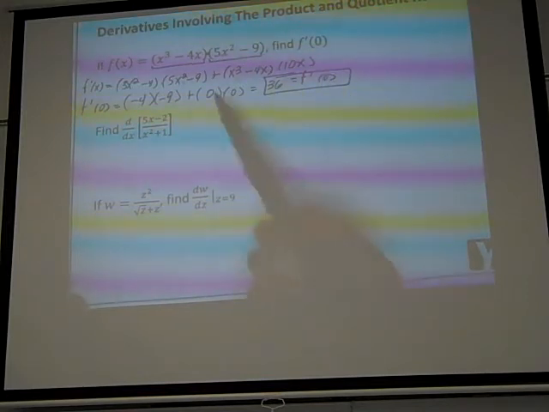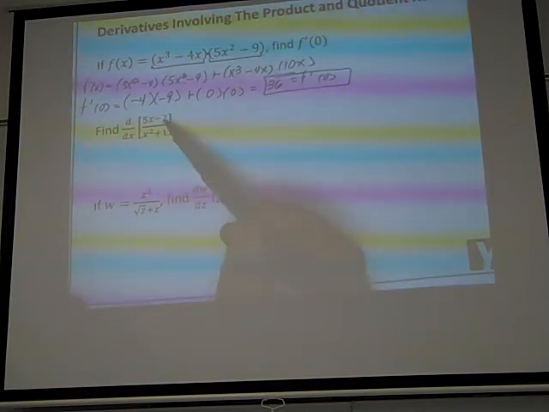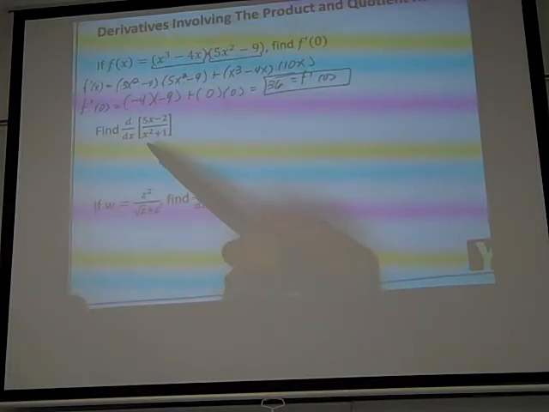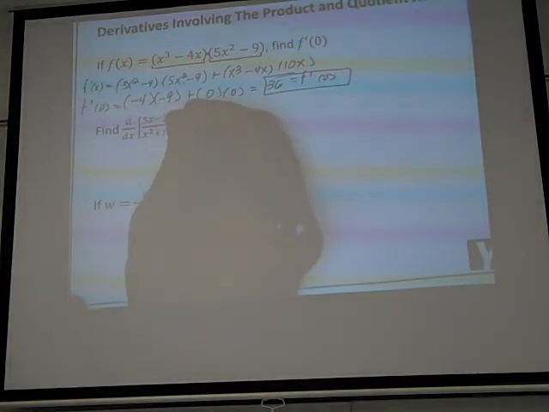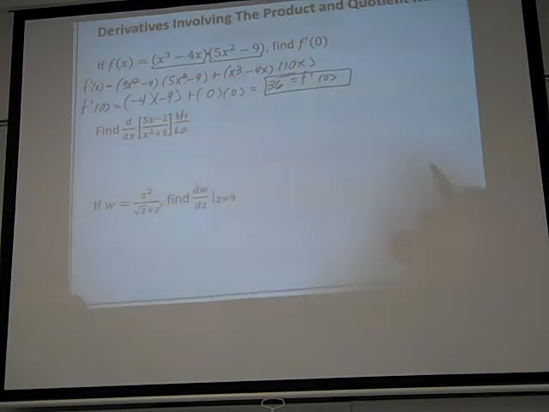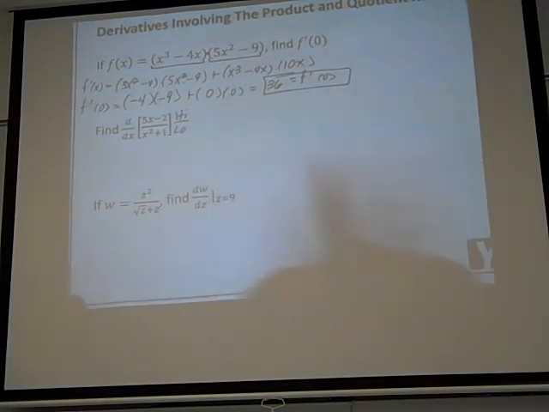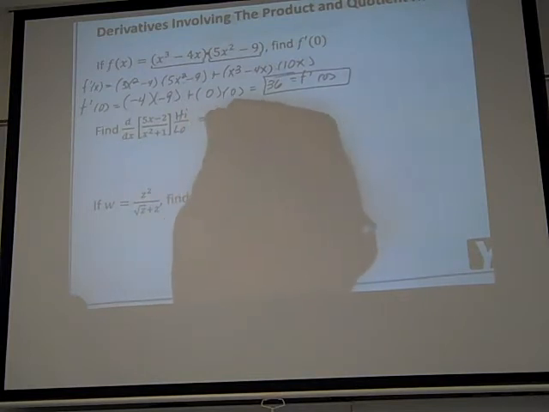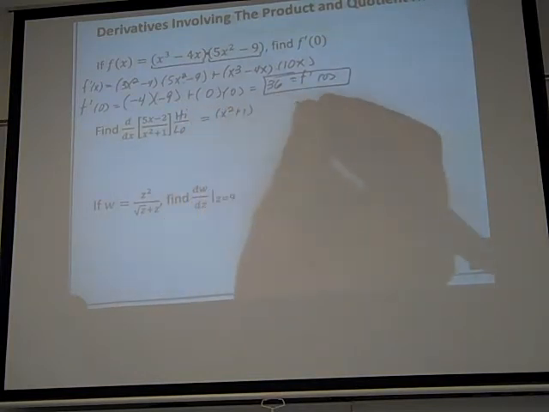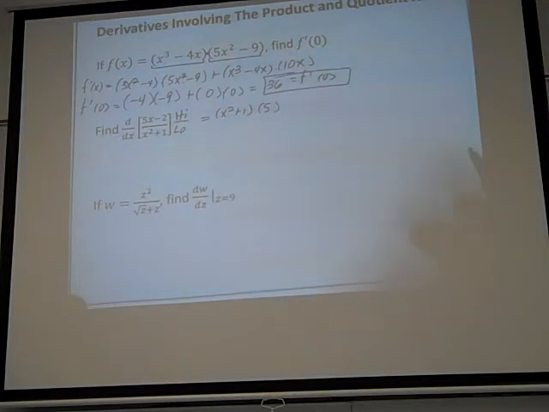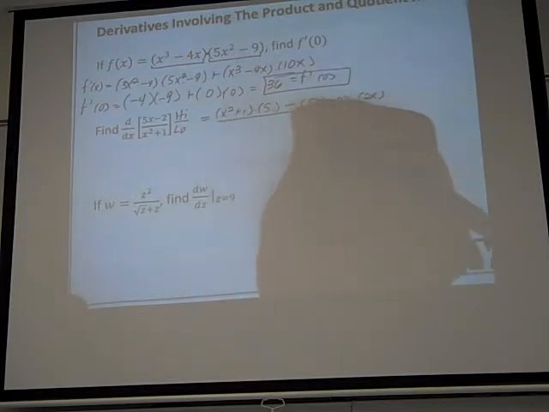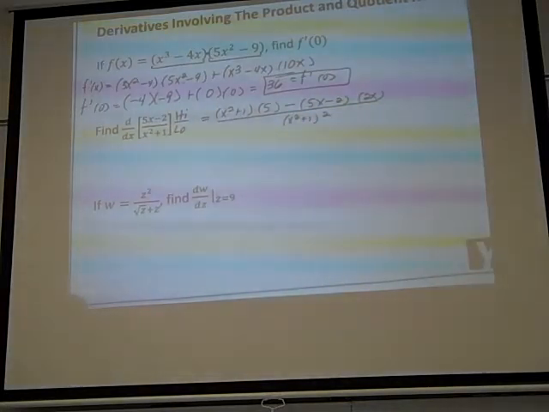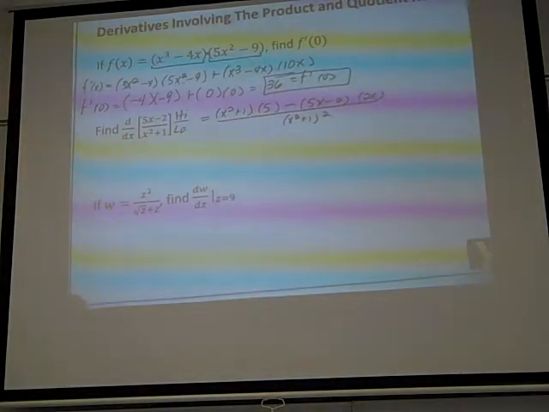That's good stuff. Second one, we've got the derivative of 5x minus 2 over x squared plus 1. It's a quotient rule. The high is 5x minus 2. The low is x squared plus 1. So we're going to take the derivative by doing low, x squared plus 1, times d high, derivative of the numerator, minus 5x minus 2 times 2x over x squared plus 1 squared. Low d high minus high d low, low low.